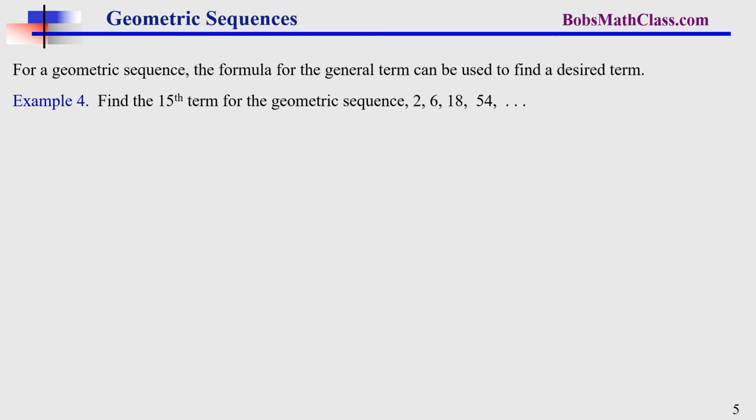Okay, here's our next example, a little bit different this time. Find the 15th term for the geometric sequence 2, 6, 18, 54. So this time we only want the 15th term. That's what n is, right? n will be 15. So we have our a_1, which is 2. How about r? Right, r would be 3.